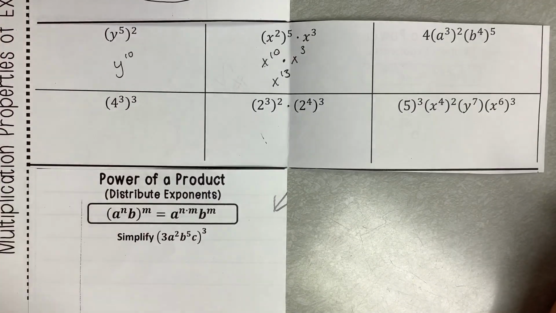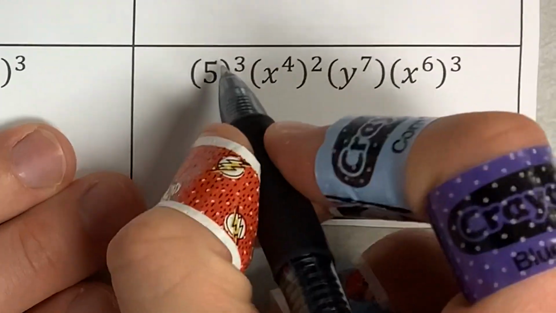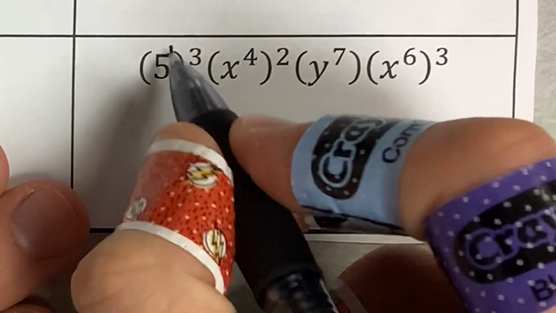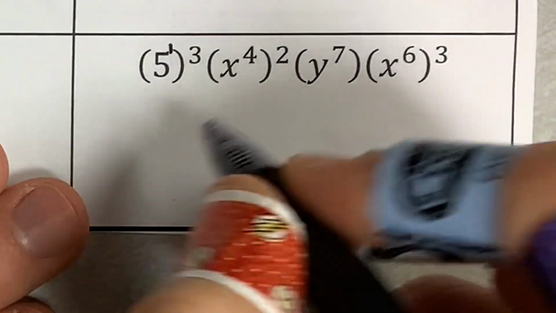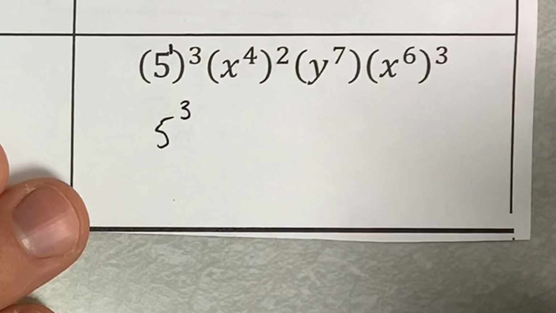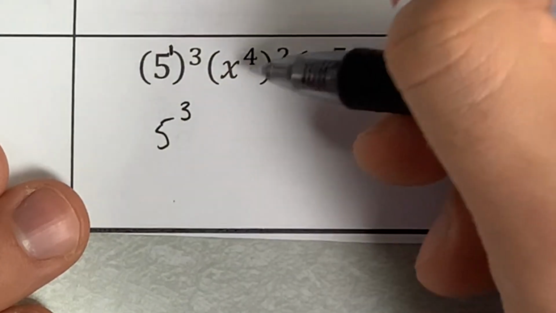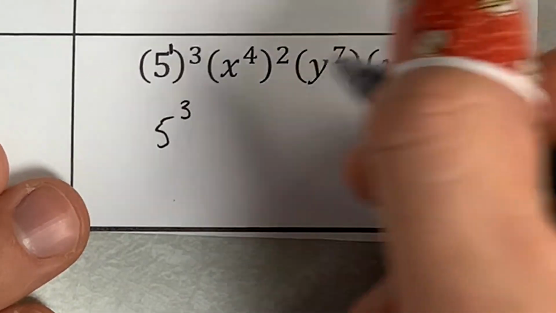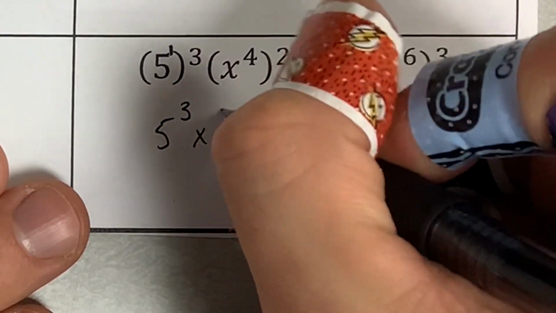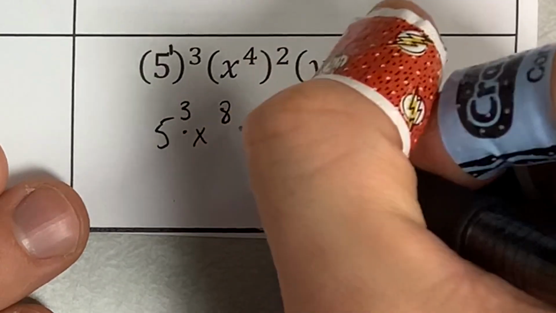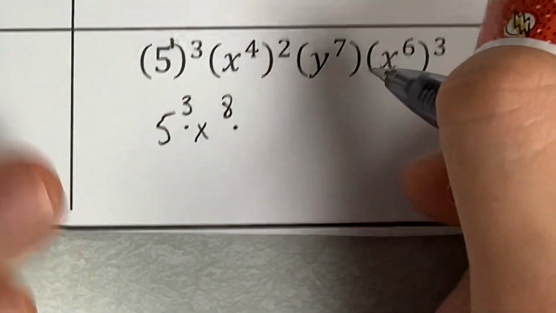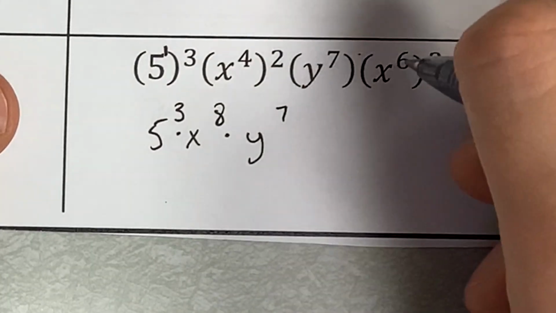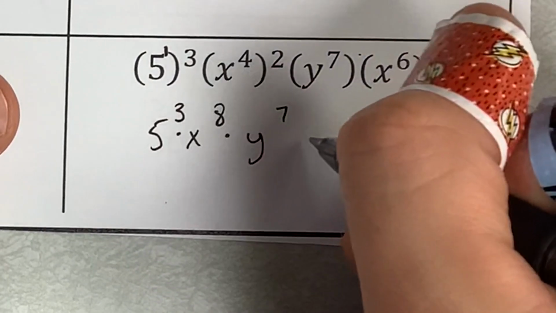I'll do one more, and you guys are going to try some on your own, all right? This 5 right here is technically to the first power, because remember, anything is always to the power of 1. It's 5 to the first being raised to the third. I can do 1 times 3, 5 to the third. Also, I have x to the fourth raised to the second. Well, again, that's a power to a power, exponent to an exponent. I times 4 times 2, that's 8. Remember, we're multiplying all these together. Y to the seventh, well, there's no power, it's just bring that down, y to the seventh. And then x to the sixth raised again to the third, 6 times 3 is 18.